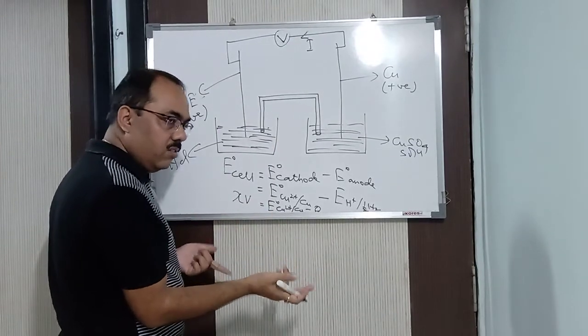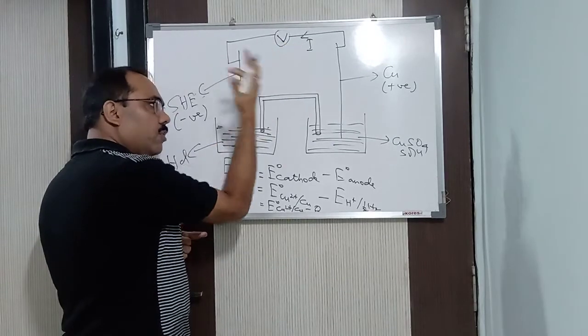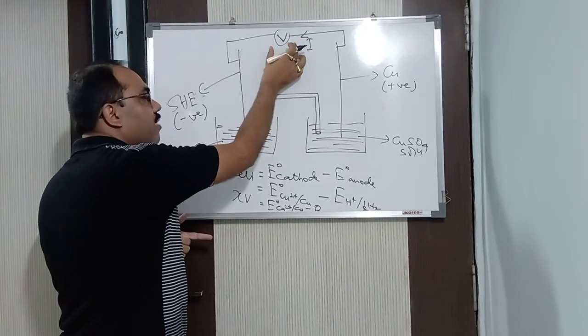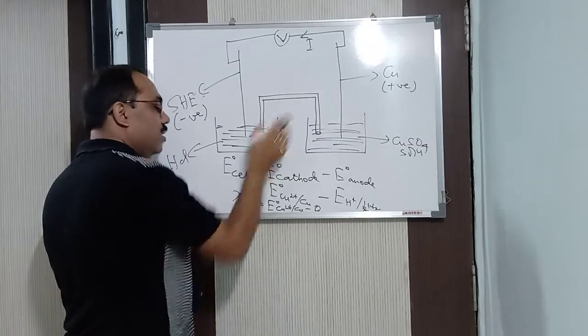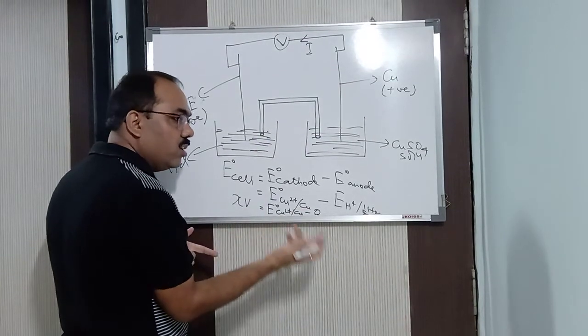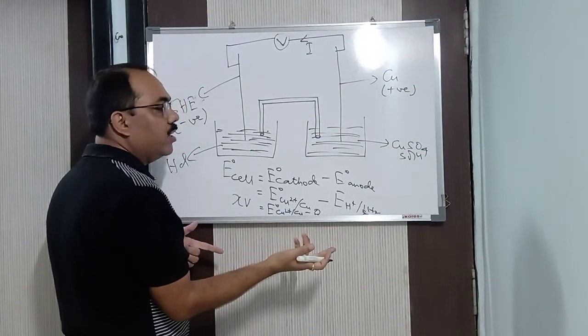Finished. Now, I told you in the beginning itself that whatever value is shown here is the electrode potential of copper. I just showed you the working of how it is the electrode potential of copper. In this way we calculate the electrode potential of copper.